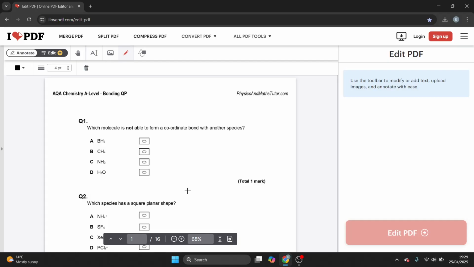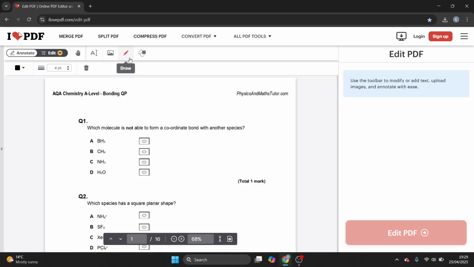Question 1, before I carry on, let me get my calculator. I don't think I'll need a calculator because it is bonding. So yeah, but just in case I do, there we go.